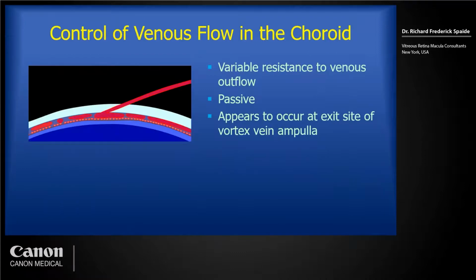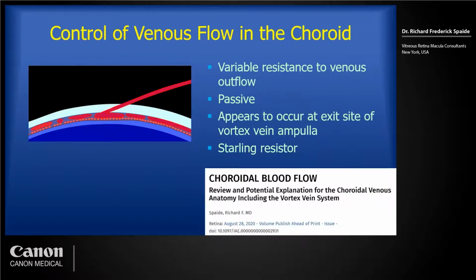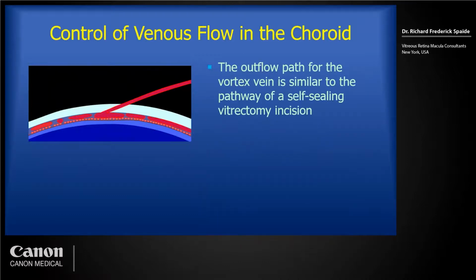There appears to be a various resistance to venous outflow, and it's entirely passive and can be controlled by the intraocular pressure, and it appears to occur at the exit site for the vortex veins leaving the eye. And that forms the basis of what's called a Starling resistor, and this I described in a paper about choroidal blood flow.